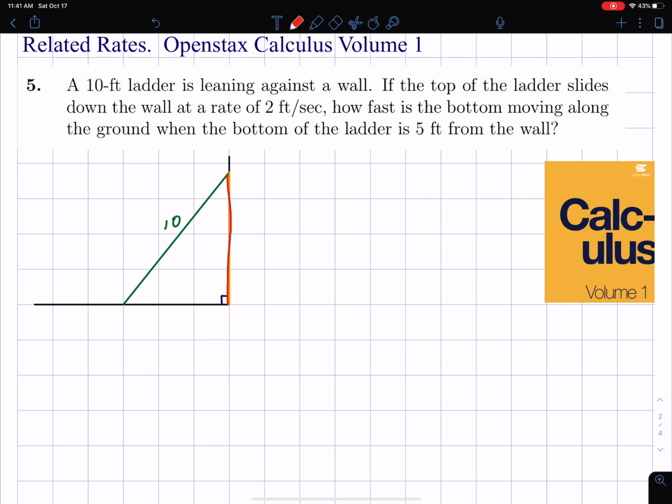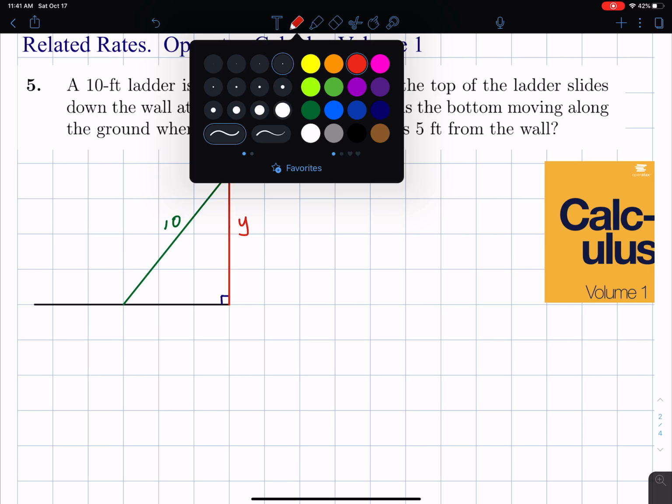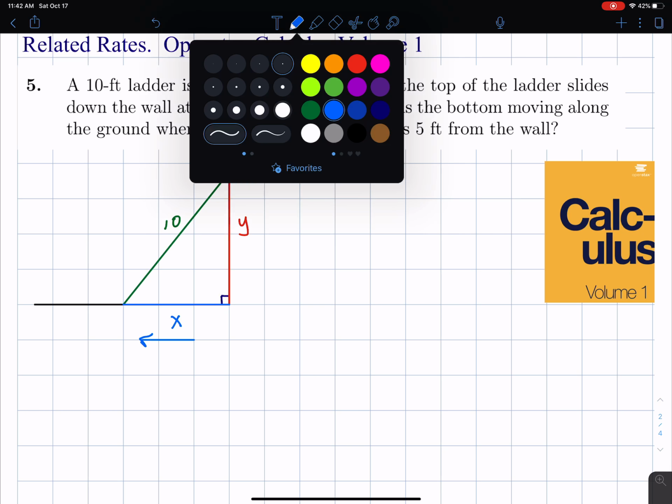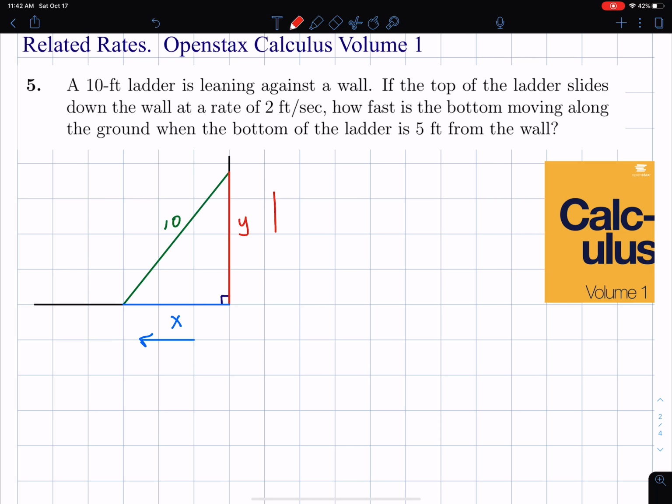We see that there's a right triangle, and we label the length of one of the sides as y. You can pick a different letter, I'm going to pick y simply because it's vertical. And then I'm going to call the base x. So the base will move away from the wall, while the top of the ladder is moving down the wall. We're given that if the top of the ladder slides down the wall at 2 feet per second, how fast is the bottom moving along the ground when the bottom of the ladder is 5 feet from the wall?